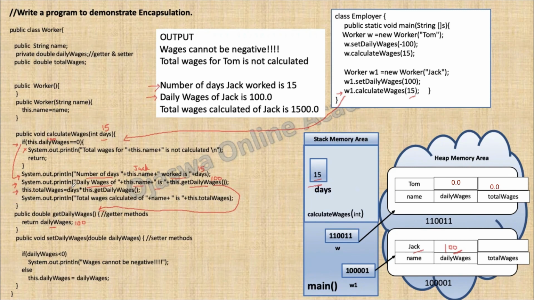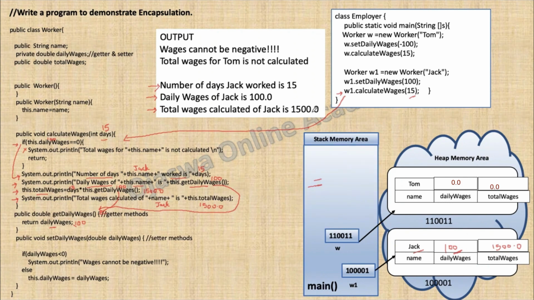Number of days, that is 15, multiplied by a call to the method getDailyWages. So from here the control of the program will go to the method getDailyWages. It will return value 100. So 15 multiplied by 100 is 1500. Hence 1500 will be stored inside the instance variable totalWages. Next statement, System.out.println: total wages calculated of Jack is 1500. So this will be printed to the console. Total wages calculated of Jack is 1500. Here the program terminates and the memory is released.